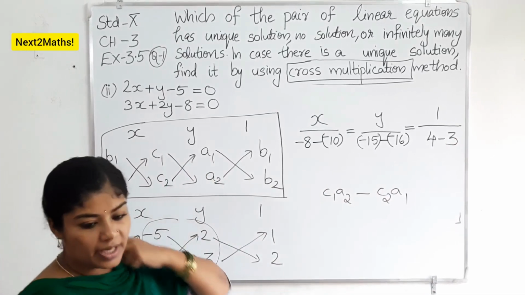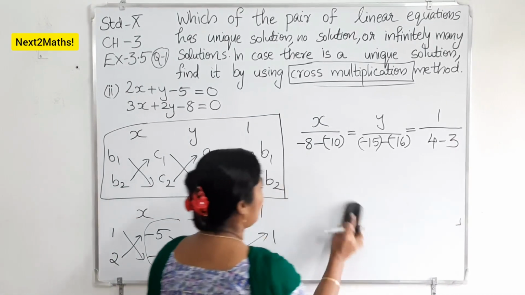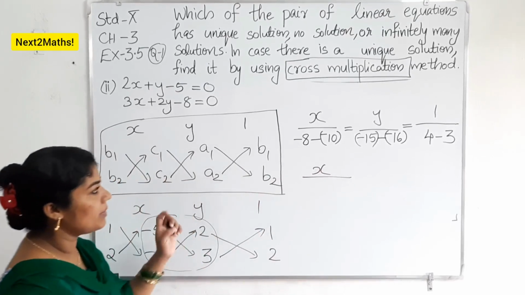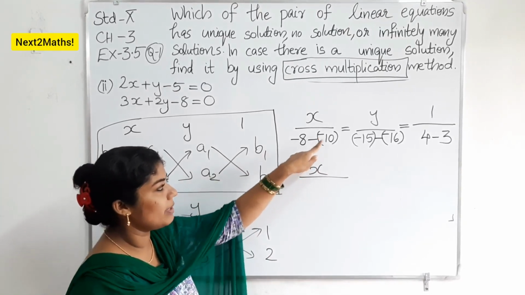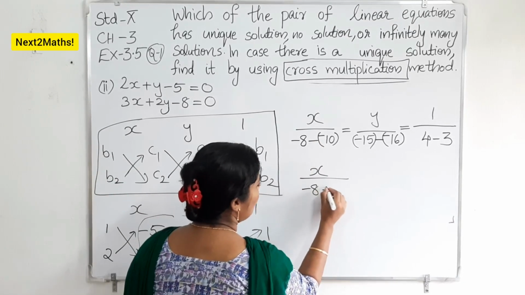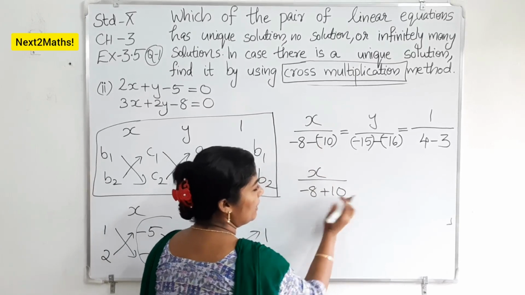So let's rewrite, let's reduce this one. Okay, then let's find the answer. So here x divided by what will come? Minus 8. Both minus will come, it will come addition. So minus 8 plus 10. Now we can change like that. Minus minus will come plus.